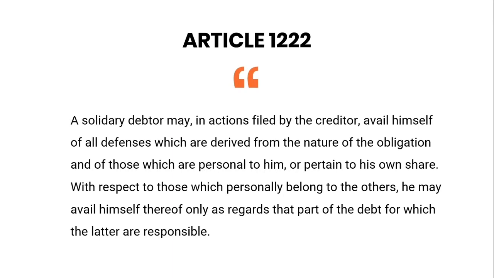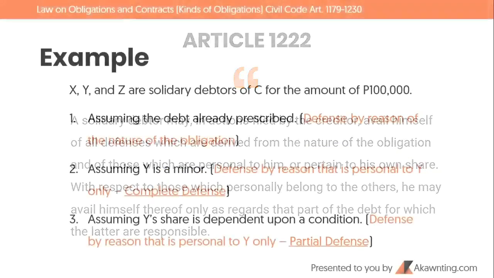So, what is Article 1222? Ano ito? A solidary debtor may, in actions filed by the creditor, avail himself of all defenses which are derived from the nature of the obligation and of those which are personal to him or pertain to his own share. With respect to those which personally belong to the others, he may avail himself thereof only as regards that part of the debt for which the latter are responsible. Okay, so para mas maintindihan natin, let's illustrate.